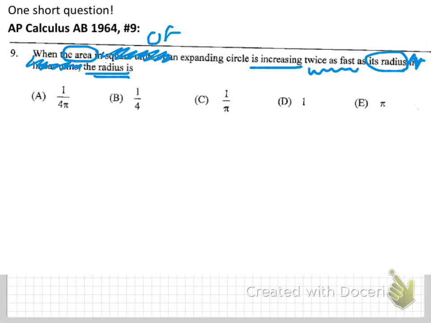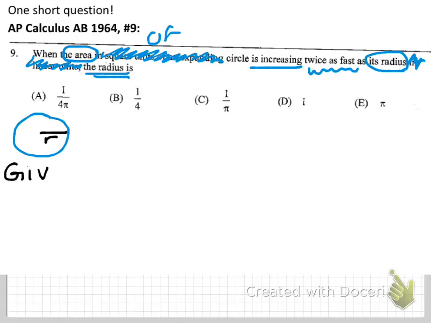All right, so let me just read this question again. When the area of a circle is increasing twice as fast as its radius, the radius is... Oh, well, this problem is so much easier. So, let's do our steps, right? We draw a picture. I know I have a circle. I have a circle. And, of course, the circle has a radius of r.